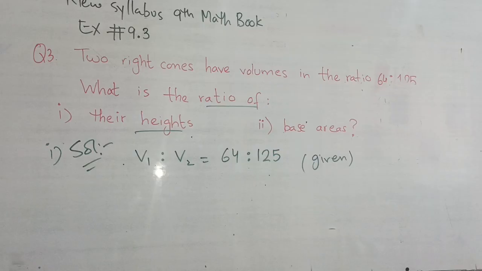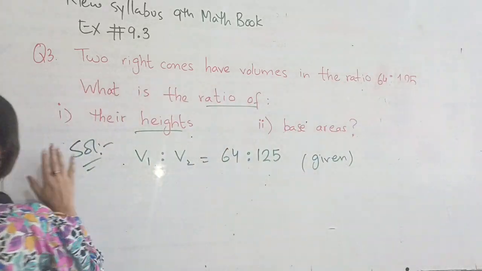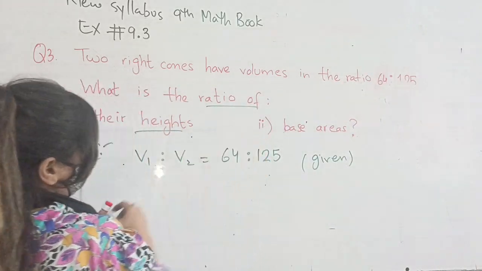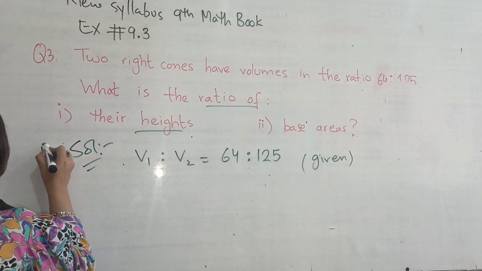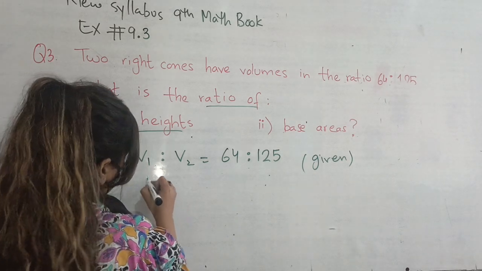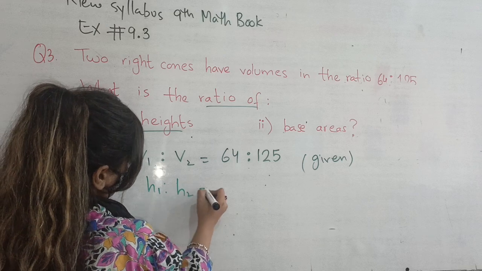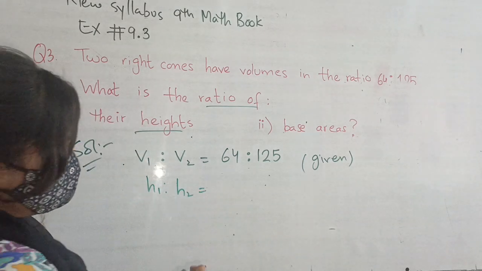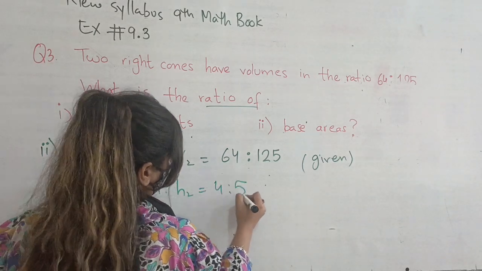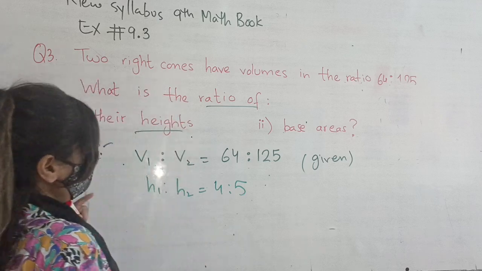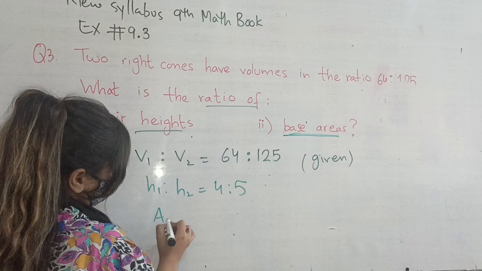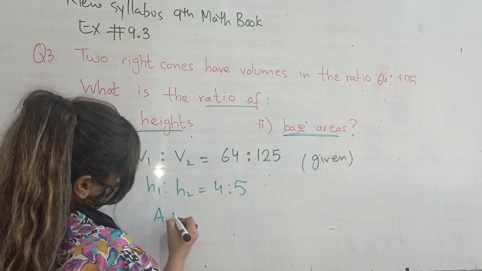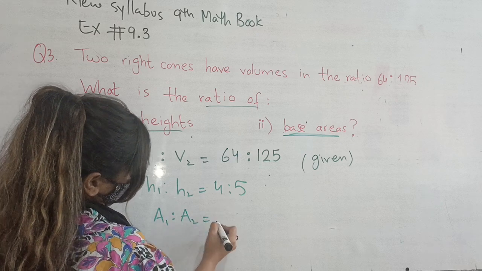Students, this is the second part, that is we have to find the base area. We have done the first part. Now for the second part, we find the base area. In the previous part we found H1 to H2 is equal to 4:5. Now we have to find the base area, the area ratio A1 ratio A2.